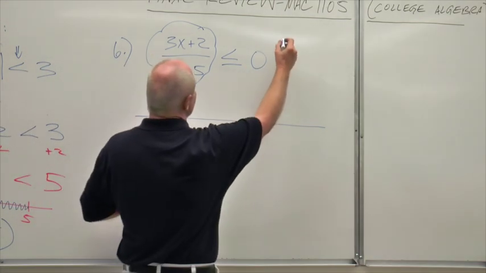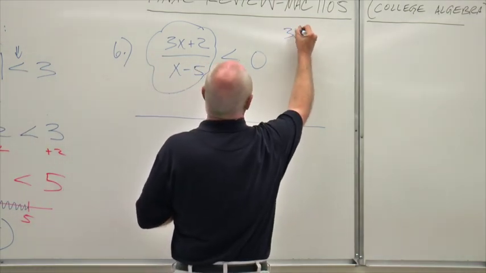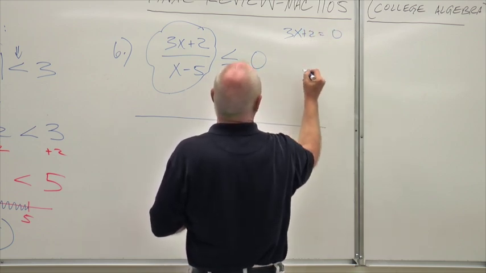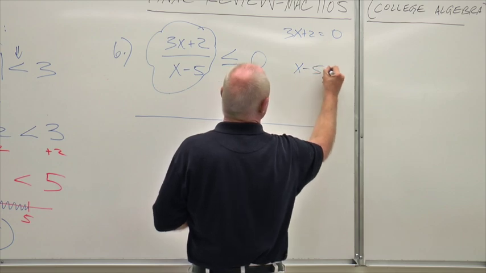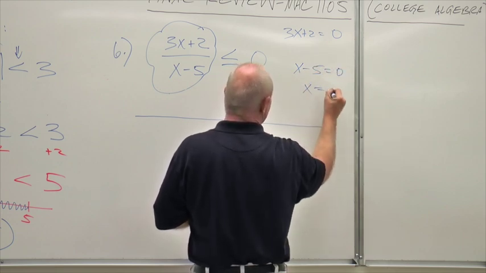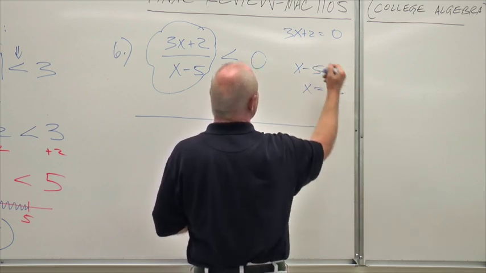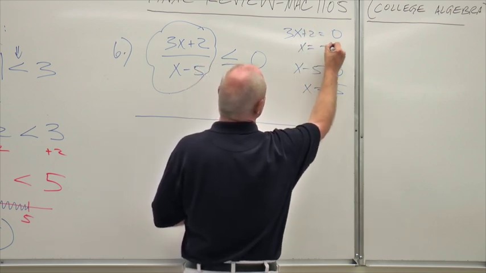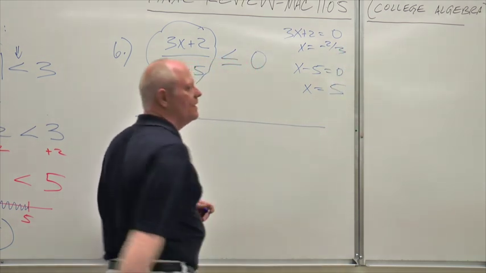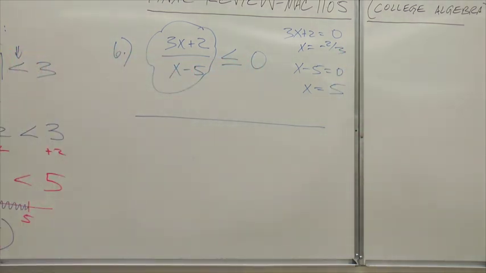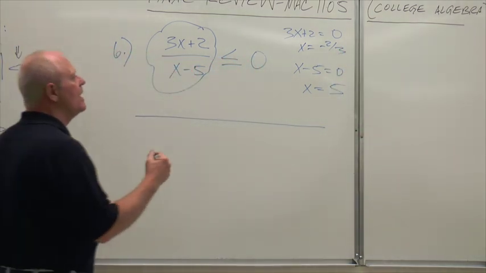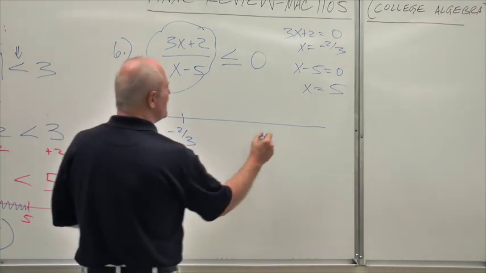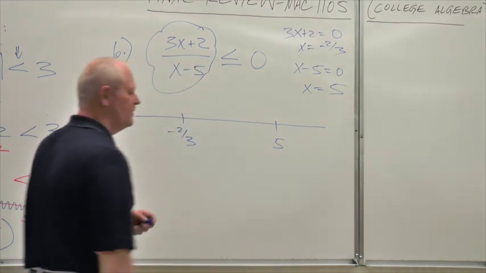So we're going to do the same thing. We're going to take the numerator and set it equal to 0. And we're going to take the denominator and set it equal to 0. This gives us a critical value of 5. This numerator gives us a critical value of negative 2/3. Good. Now I'm going to plot those two numbers on the number line in their respective places. We have negative 2/3 down here and positive 5 up here. So far, so good?